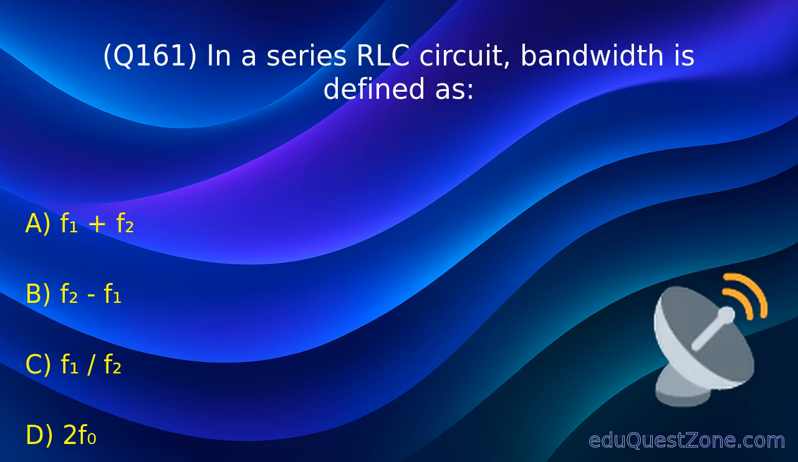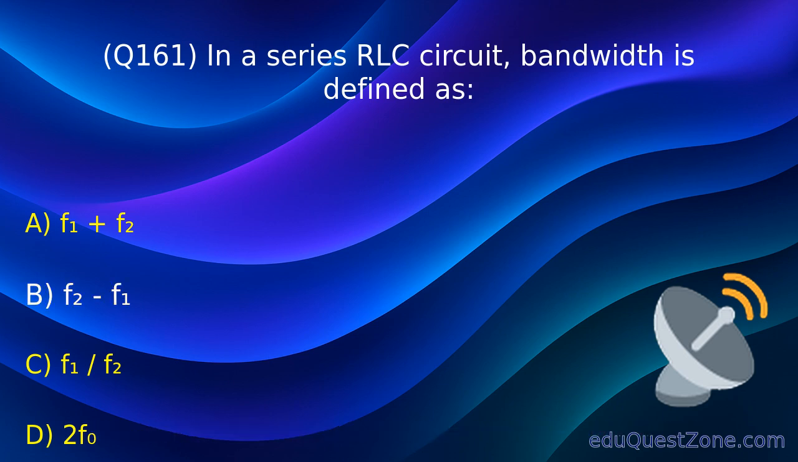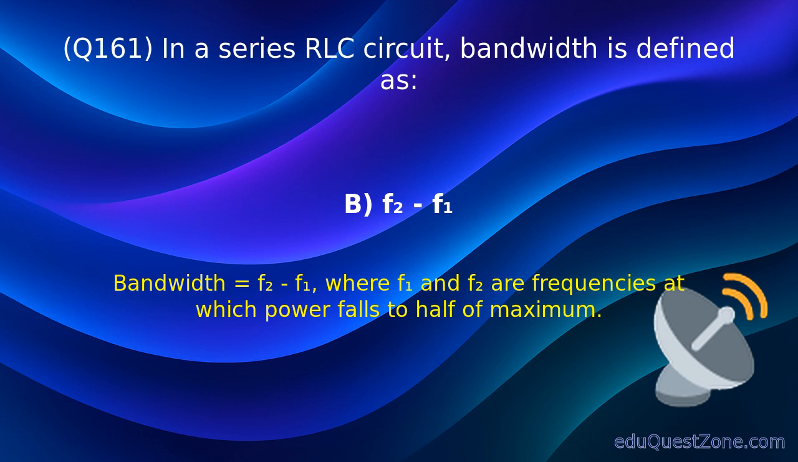Question 161. In a series RLC circuit, bandwidth is defined as? Option B, F2 minus F1. Bandwidth equals upper minus lower half power frequencies.